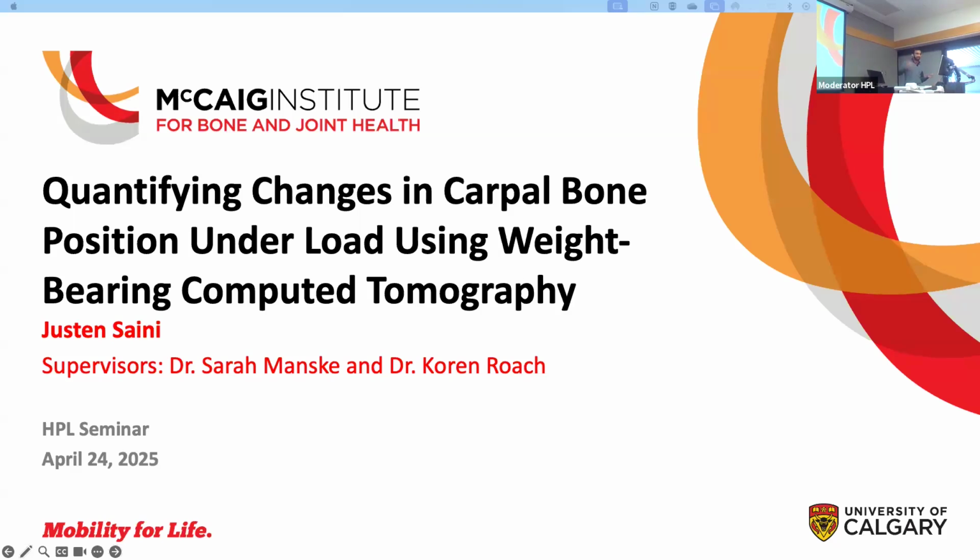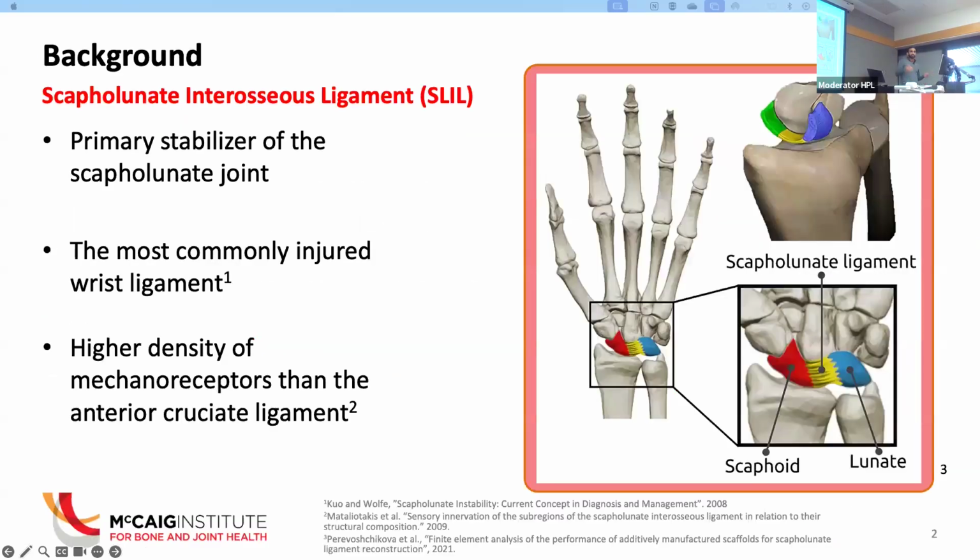So I'll be presenting the first 2/3 or so of my thesis today, quantifying changes in carpal bone position under load using weight-bearing computed tomography. Hopefully I'll make you guys experts on hand and wrist by the end of this 25 or so minute talk. So this project is looking at the scapholunate interosseous ligament, which is the ligament between the scaphoid and lunate bones at the base of your hand. So it's situated between those pads of fat at the base of your hand.